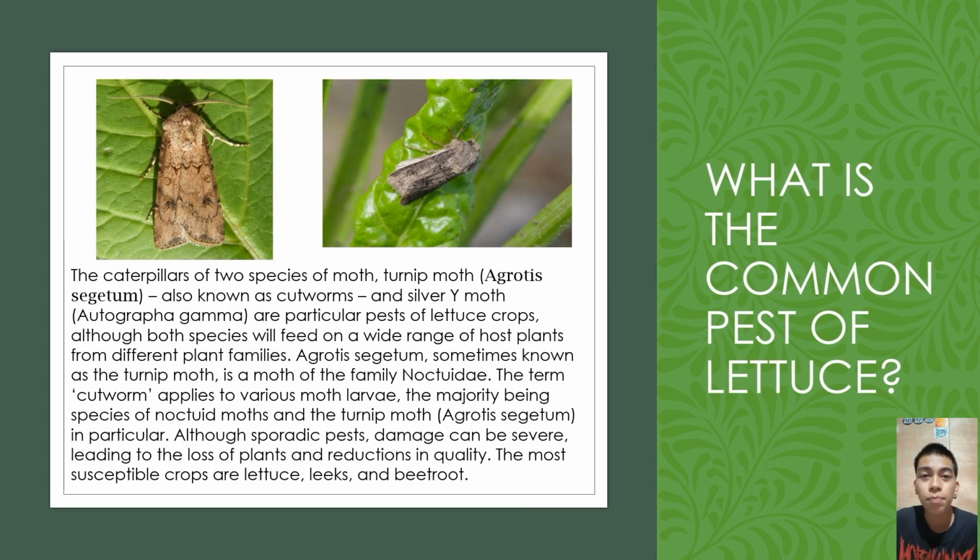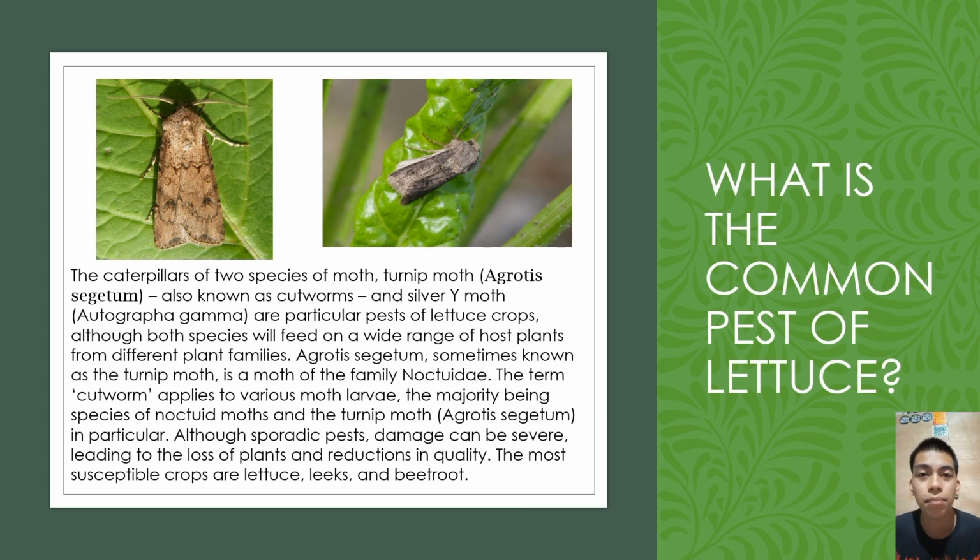What are the common pests of lettuce? The caterpillars of two species of moth, turnip moth or Agrotis segetum, also known as cutworms, and silver Y moth or Autographa gamma. These are the particular pests of lettuce crops, although both species will feed on a wide range of host plants from different plant families.